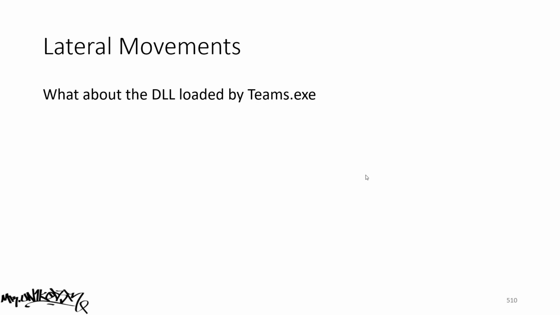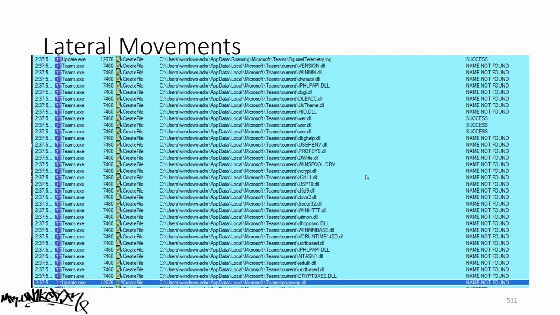So what about DLL loaded by Teams, right? Let's take a look at it. This is Teams. As you notice here, we're in the user, Windows, admin, app data, local, Microsoft Teams, current. And these are all the DLL that are attempted to be loaded. They're in the folder, which makes sense. This is always what they're going to look for. But the thing is, you have full control over that folder.